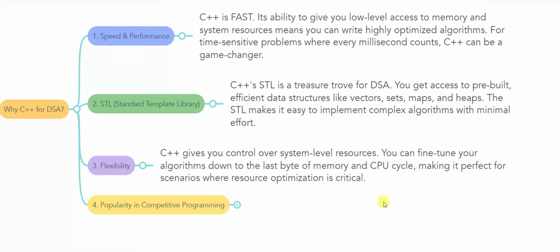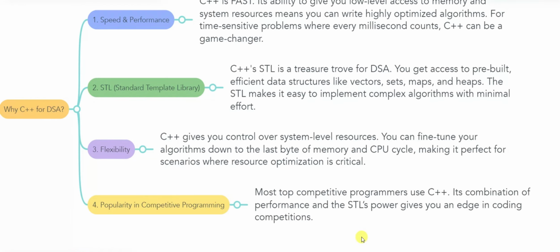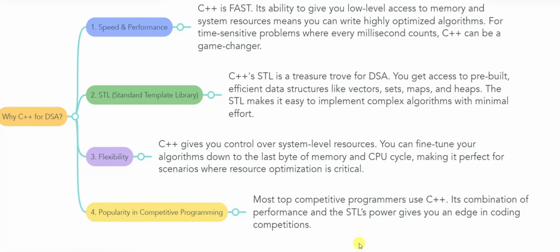C++ gives you control over system-level resources. You can fine-tune your algorithms down to the last byte of memory and CPU cycle, making it perfect for scenarios where resource optimization is critical. Most top competitive programmers use C++. Its combination of performance and the STL's power gives you an edge in coding competitions.